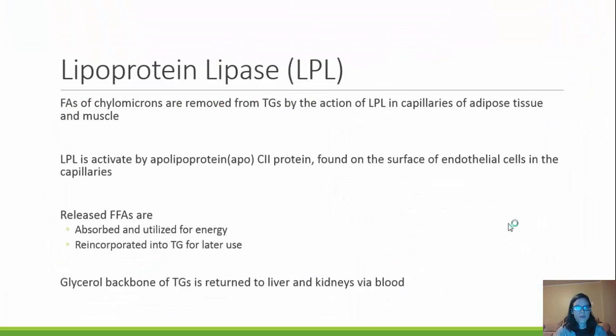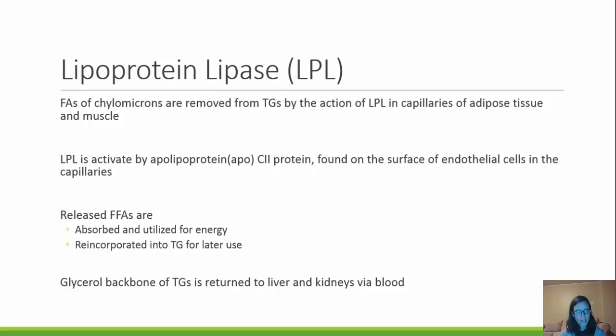So let's move on to lipoprotein lipase enzyme. So the fatty acids of chylomicrons are removed from triglycerides by lipoprotein lipase in capillaries of adipose tissue and muscle. Lipoprotein lipase is activated by one of our lipoproteins, lipoprotein C2, and don't worry if that looks a little intimidating, we're going to talk a lot about lipoproteins, but these are found on the surface of endothelial cells in the capillaries.